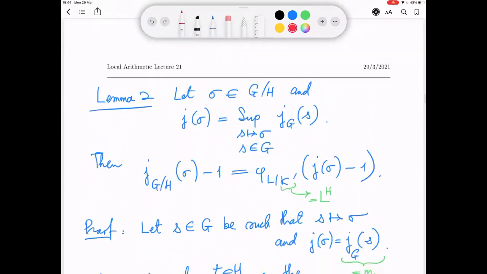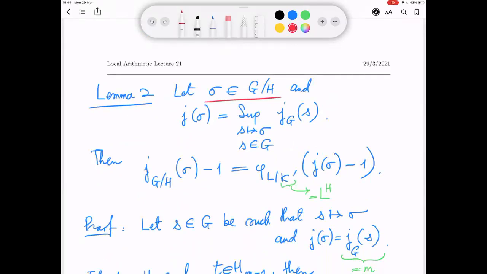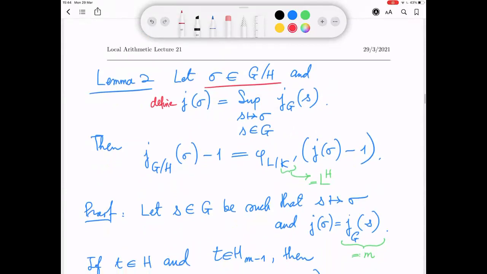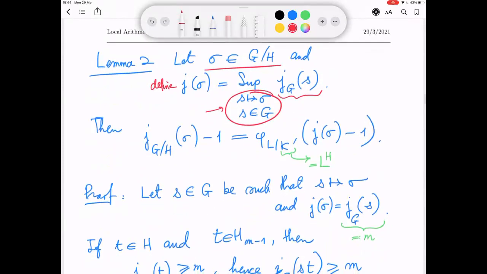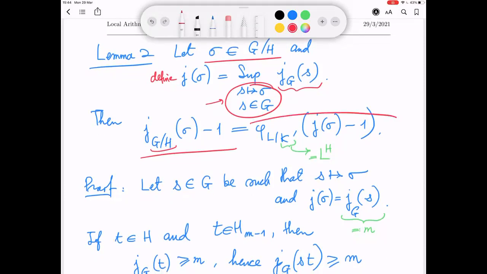Okay, that was one. This is the second lemma. If I take a sigma in G mod H, define J of sigma to be the maximum possible value of Jg of S, where S is in G and S maps to sigma in G mod H. So the maximum possible value of Jg of S over such S. Then J of sigma with respect to G modulo H, minus 1, is given by this formula. Here K prime is the fixed field of H.